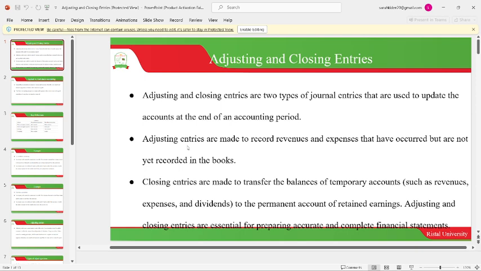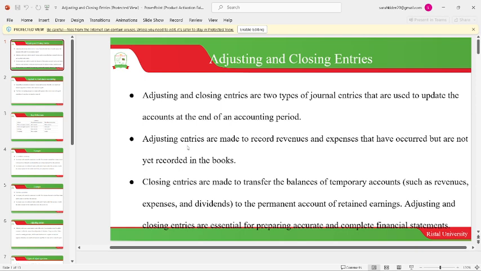Adjusting entries are made to record revenues and expenses that have occurred but are not yet recorded in the books. Closing entries are made to transfer the balances of temporary accounts such as revenue, expenses, and dividends to the permanent account of retained earnings. Adjusting and closing entries are essential for preparing accurate and complete financial statements.